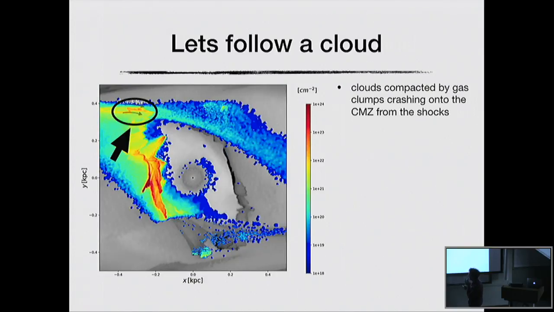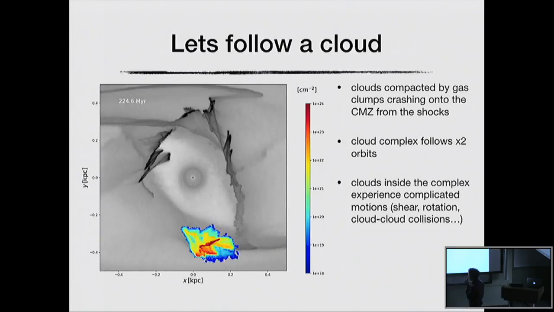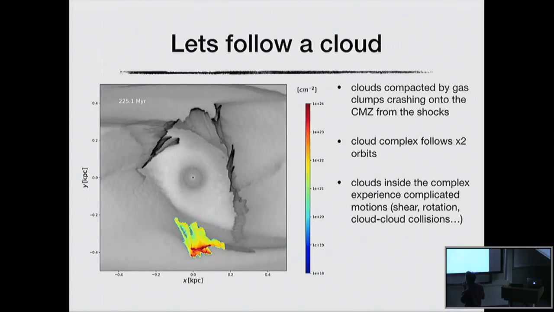Here is another cloud coming in. I think it's worth noticing as well that these things here are not single individual molecular clouds, but rather cloud complexes, an association of different molecular clouds. And while the center of mass of this stuff follows an X2 orbit, individually and locally you experience a lot of complicated motions like rotations, shear, and cloud collisions, and so on and so forth.